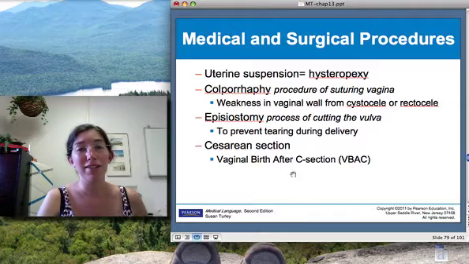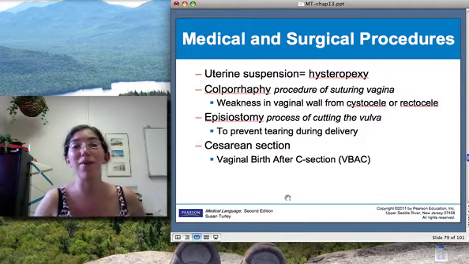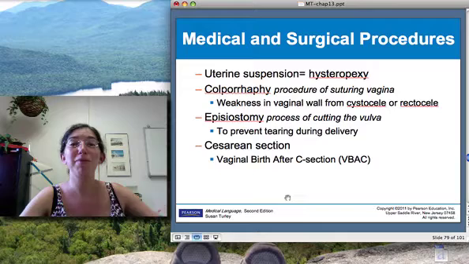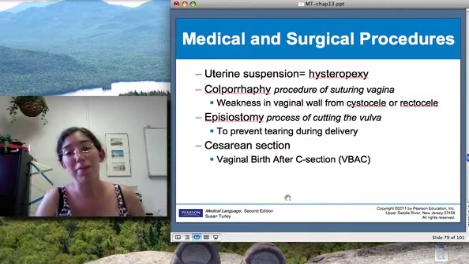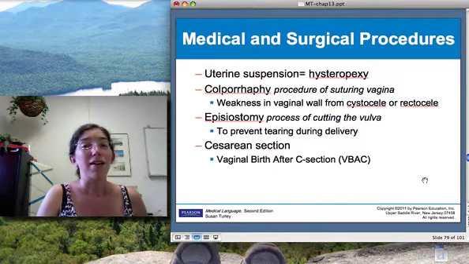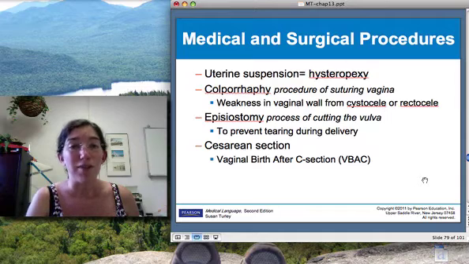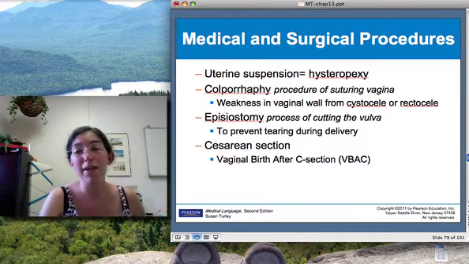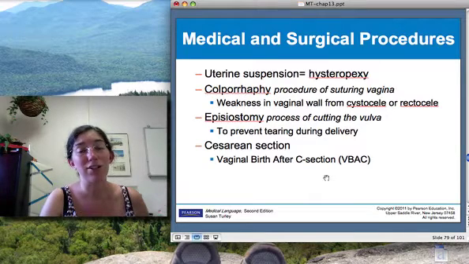And a cesarean section is the cutting open of the abdomen and the uterus to pull out the baby if there are some kinds of complications with vaginal birth. A VBAC is a term you might hear in an OB ward, which means vaginal birth after C-section.